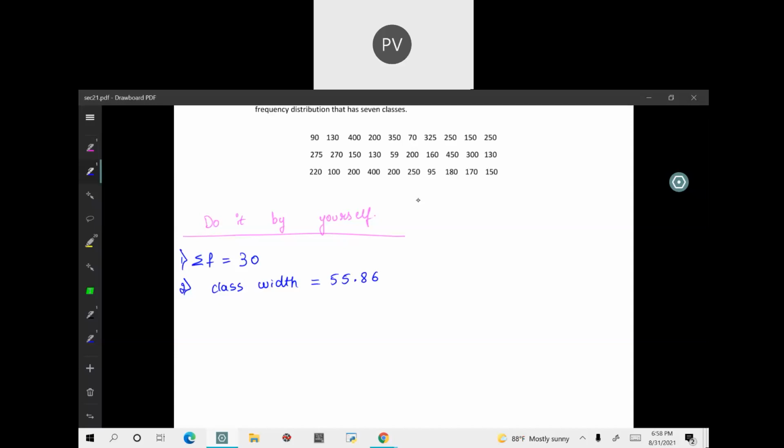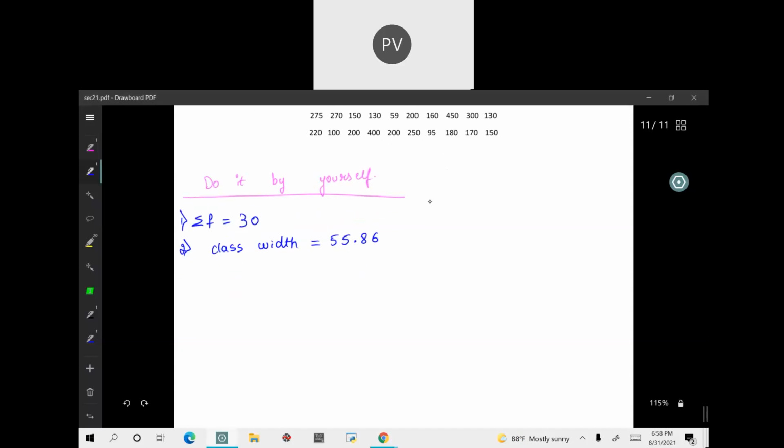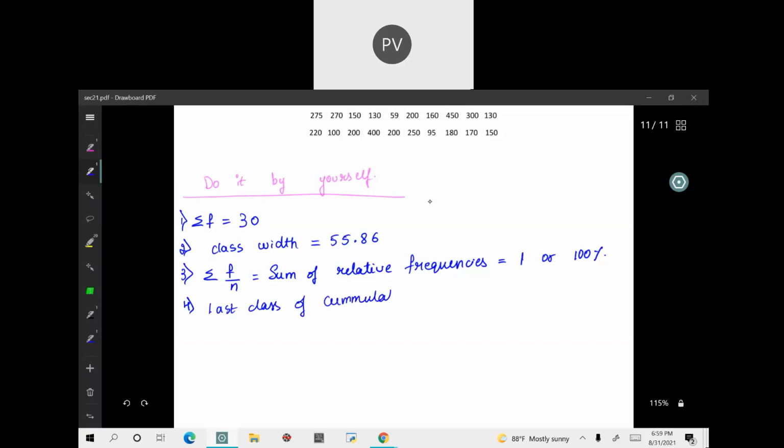And what else? Remember, summation of f by n, which means the sum of relative frequencies, should be 1, or it has to be 100%. And the last class of cumulative, or the last value, should be 30.